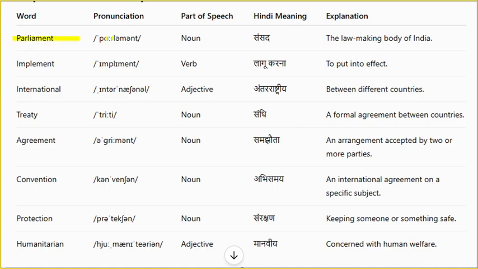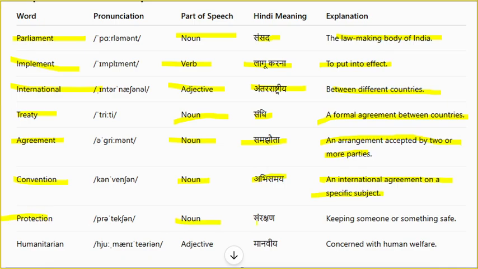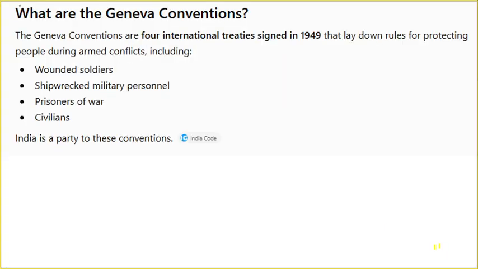Some words. Parliament, noun, Sansad, the law-making body of India. Implement, verb, लागू करना, to put into effect. International, adjective, अंतरराष्ट्रीय, between different countries. Treaty, noun, sandhi, a formal agreement between countries. Agreement, noun, समझौता, an agreement accepted by two or more parties. Convention, noun, अधिसमय, meaning an international agreement on a specific subject. Protection, noun, संरक्षण, keeping someone or something safe. Humanitarian, adjective, मानवीय, concerned with human welfare.